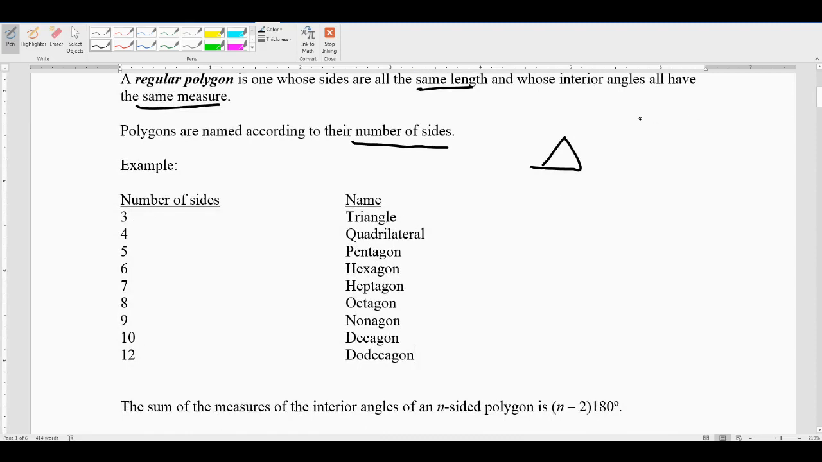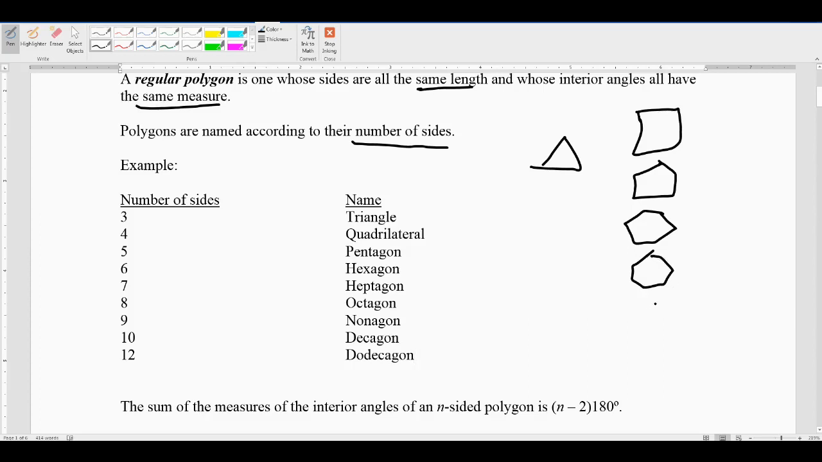Quadrilateral is a 4-sided figure. Hey, that's one such example. Pentagon is 5-sided. 1, 2, 3, 4, 5. A hexagon has 6 sides. 1, 2, 3, 4, 5, 6. Heptagon. Don't know if I can draw this or not. We'll try it. 1, 2, 3. What am I drawing? A heptagon? 7 sides? 1, 2, 3, 4, 5, 6, 7. I cheated. Who cares? That's how you do it.